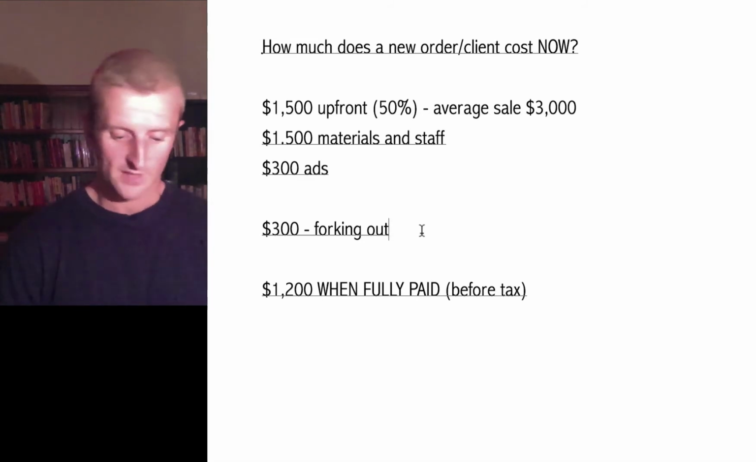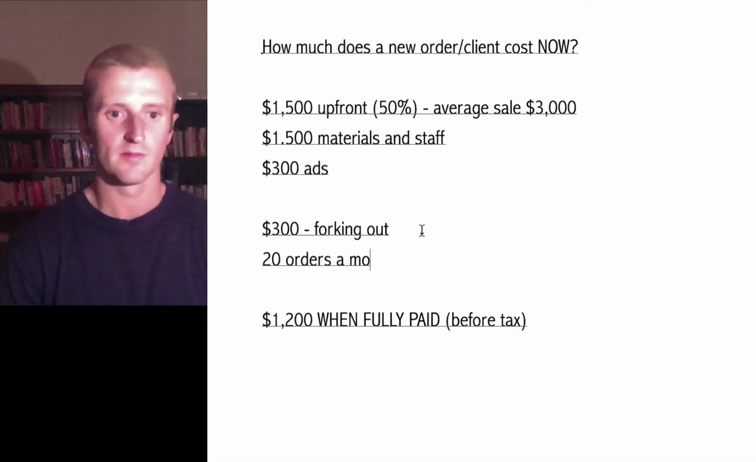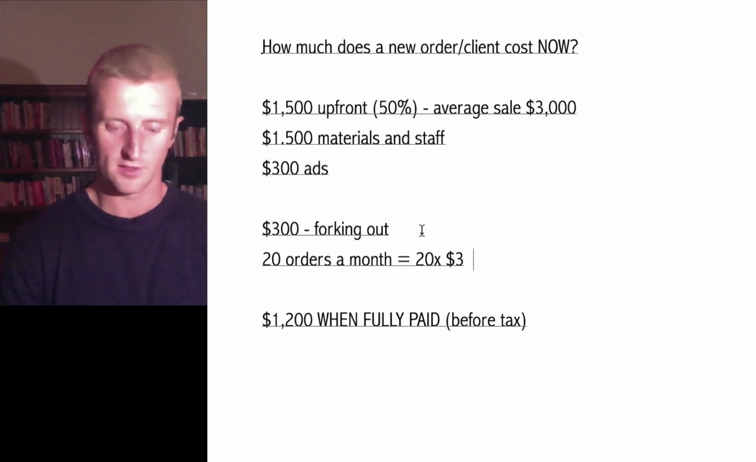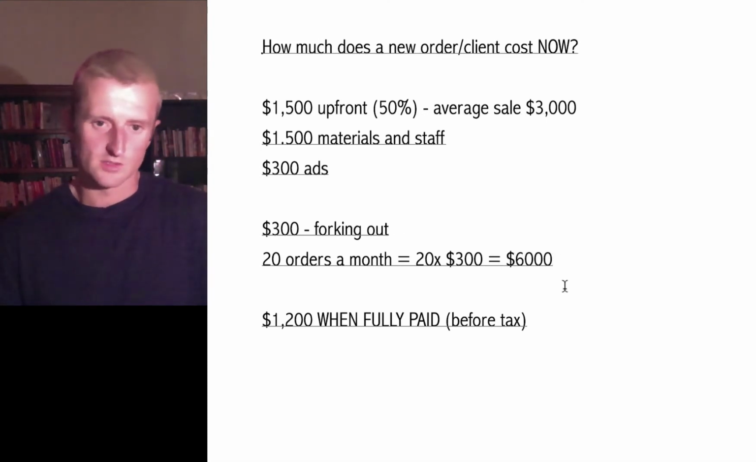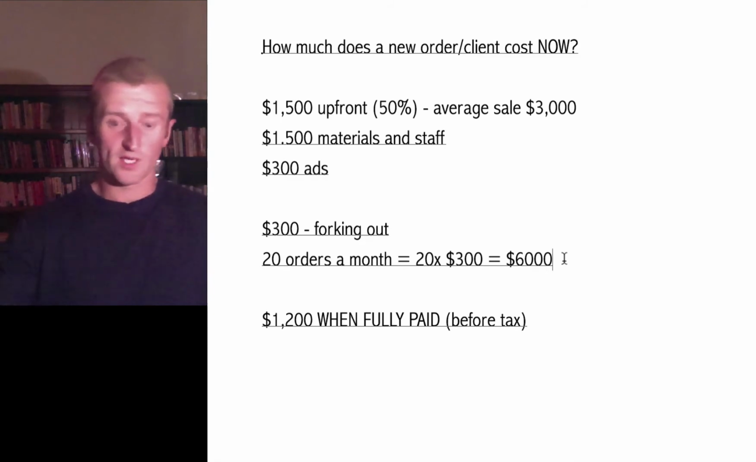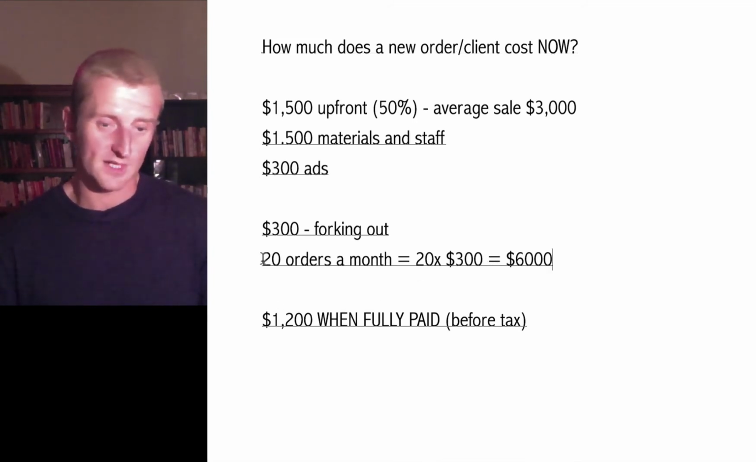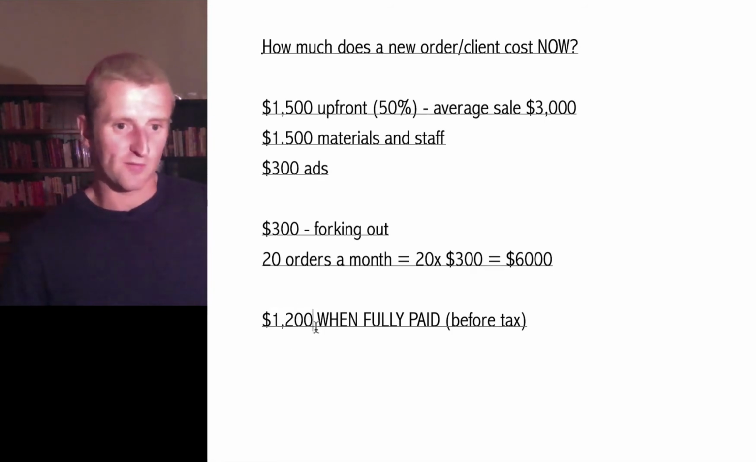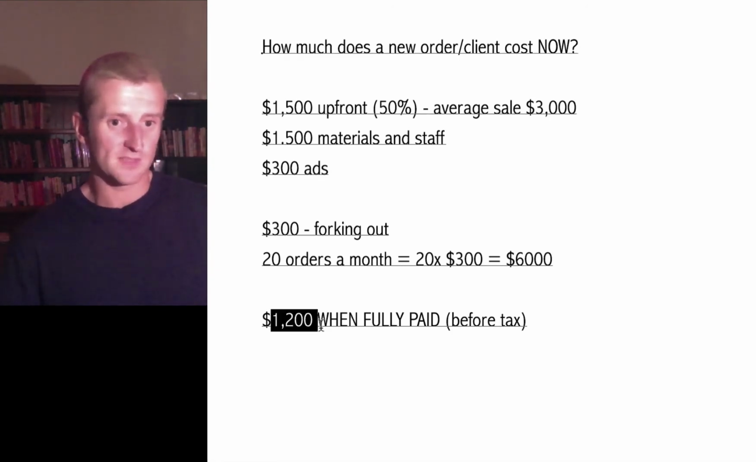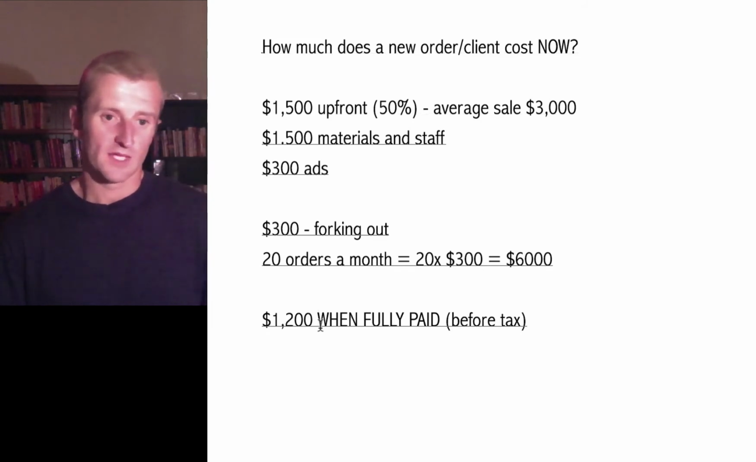So basically, if we're doing 20 orders a month, that is 20 times $300, $6,000 that you'd have to actually be forking out, because it's going to take 30 days for someone to pay the rest of the money, and there's going to be this delay. Except once the 20 orders are done, there should be about $24,000 in profits before tax. So these are the things you have to work out.